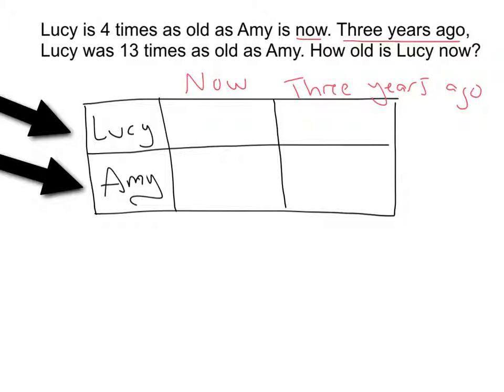Okay, so I'm going to go back to the first sentence. I'm going to see if I can get some variables here. So Lucy is 4 times as old as Amy is now. So I'm going to label Amy x, and I'm going to label Lucy 4x.